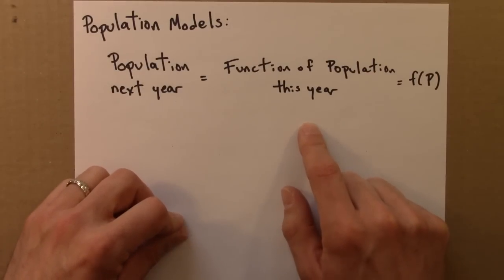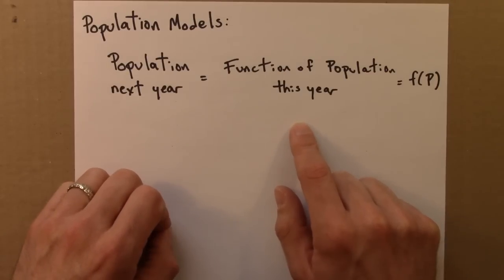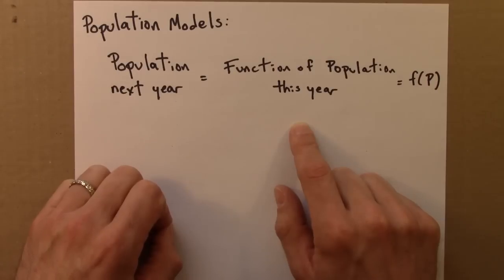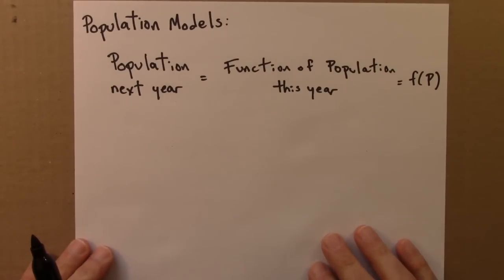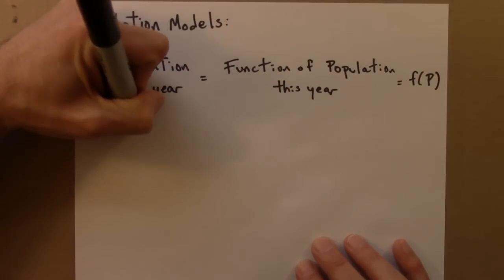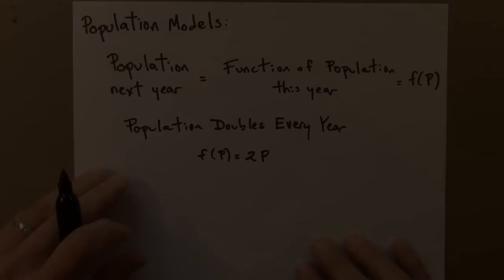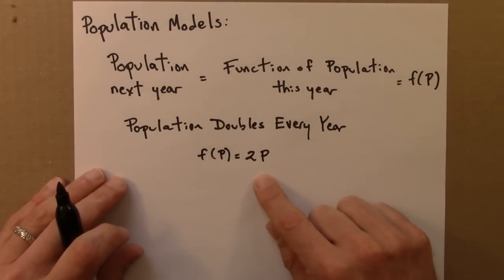We're not monitoring the population at every instant as it flows up and down, but instead we're just measuring it once a year or once a generation or something. So before I present the logistic equation, I want to present an even simpler model that leads to exponential population growth. Suppose we have a situation where a population doubles every year. Then f of p is 2p.